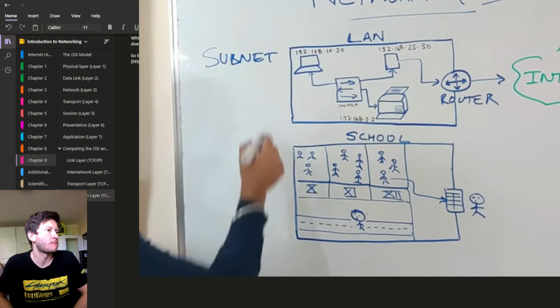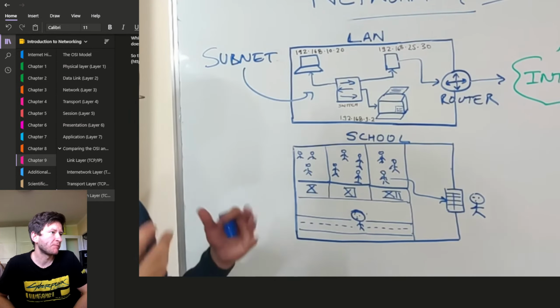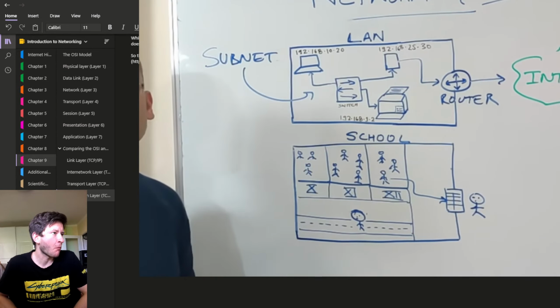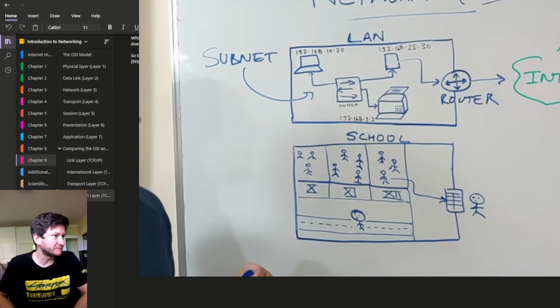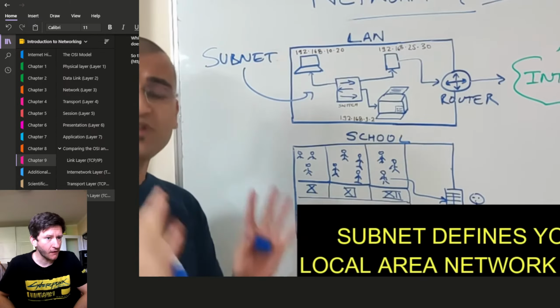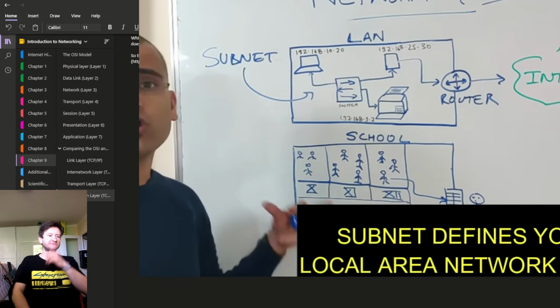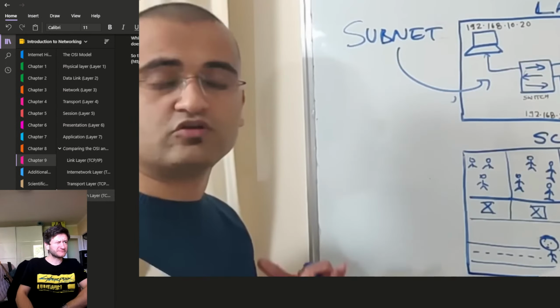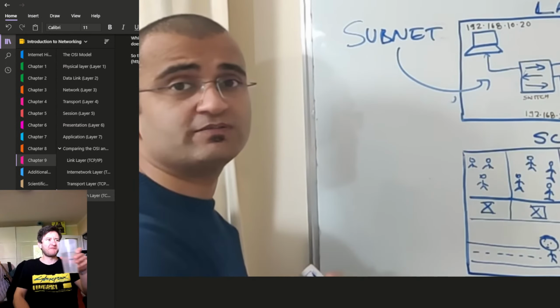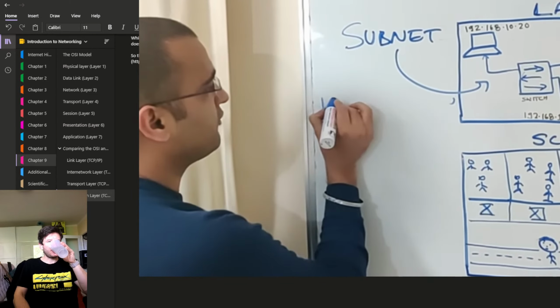So subnet is called a subnetwork, which sits within the local area network, and it is not an IP address. It might look like an IP address, but it is not. It is a set of flags which defines the overall range of a local area network. I'll tell you how.